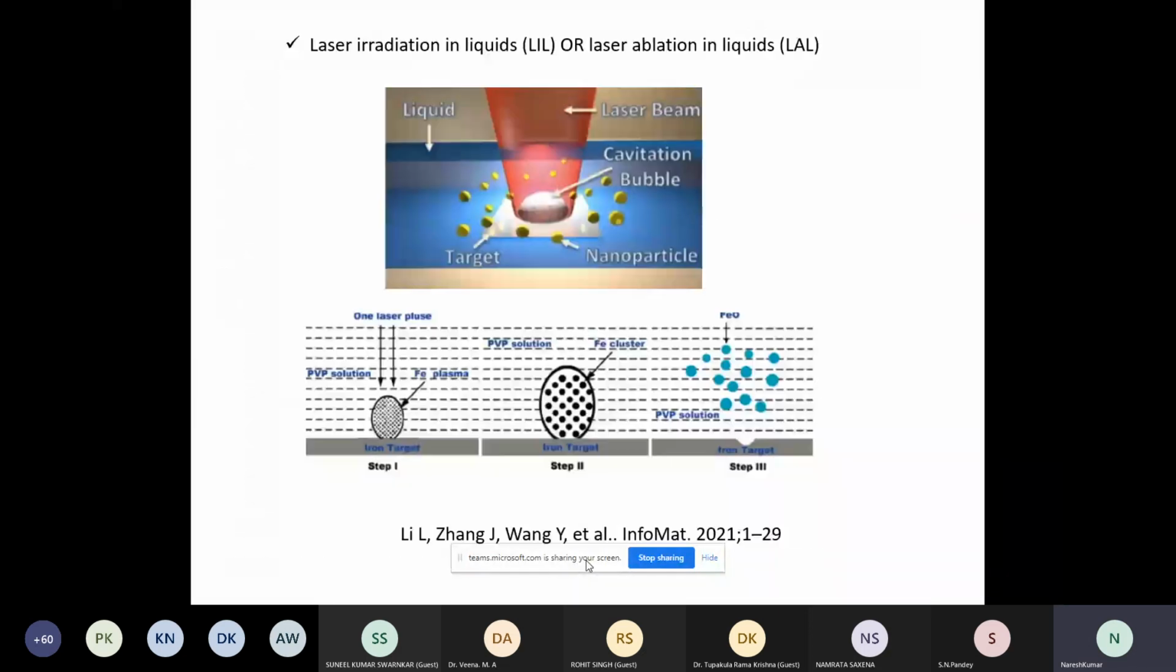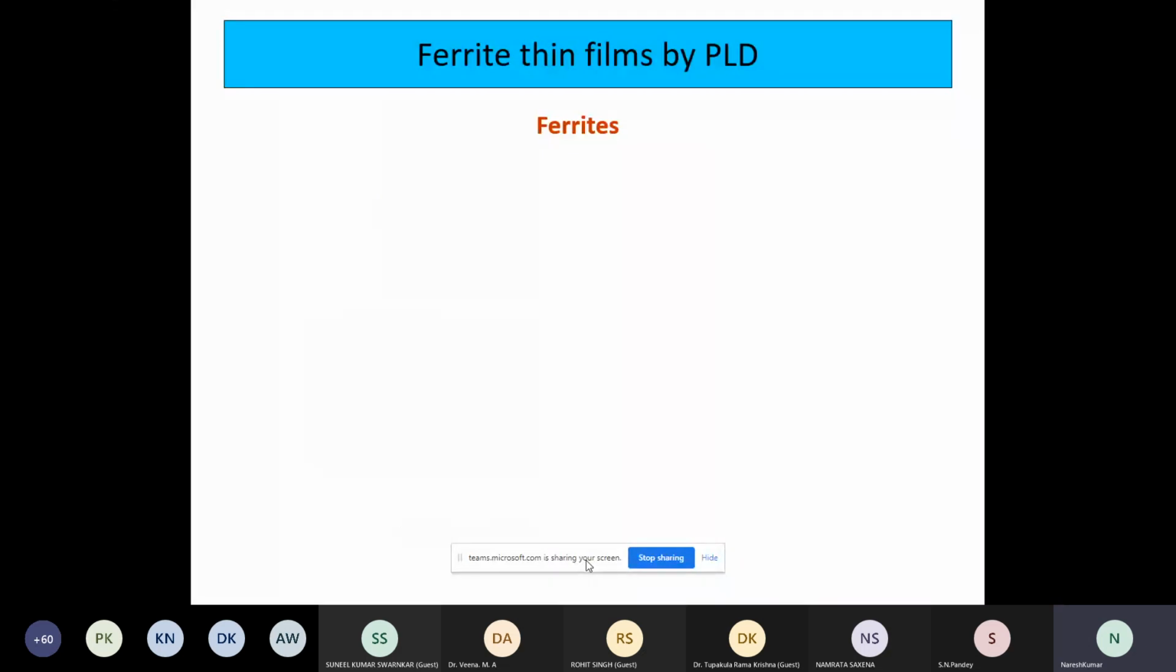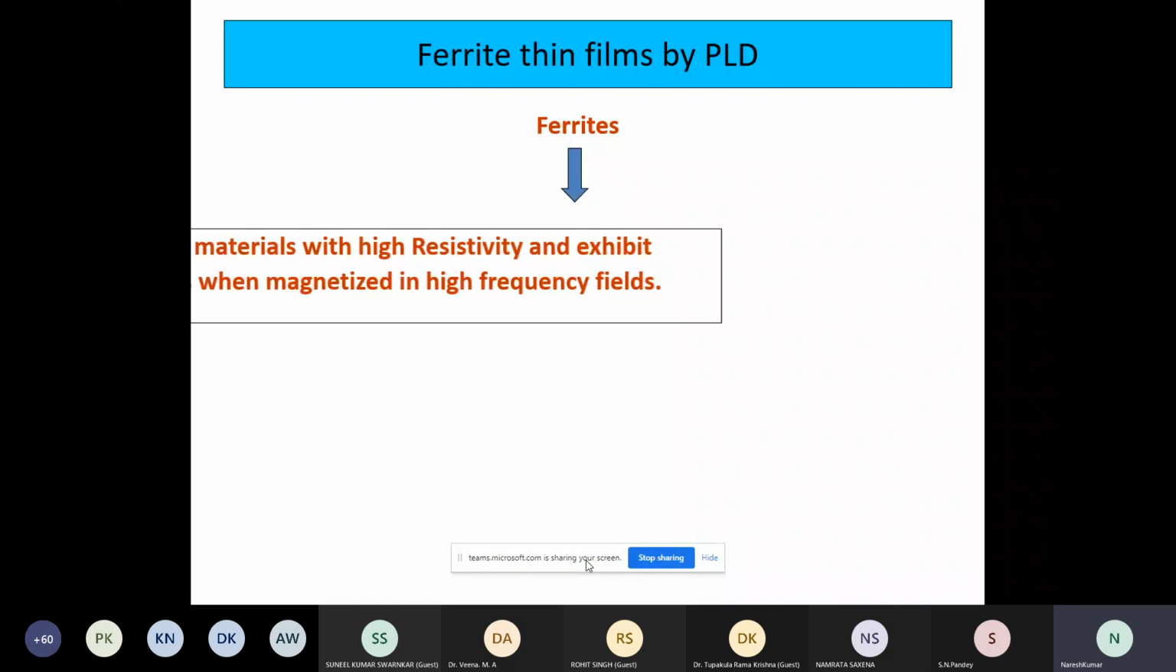So I would be taking a few examples for your energy related problems. Some are related to my own research, my own work. Some are related to energy applications. I will not take much time on it, but I will try to discuss a few very interesting outcomes of PLD, the thin films grown by PLD. So let me talk of one very interesting material, which is ferrite.